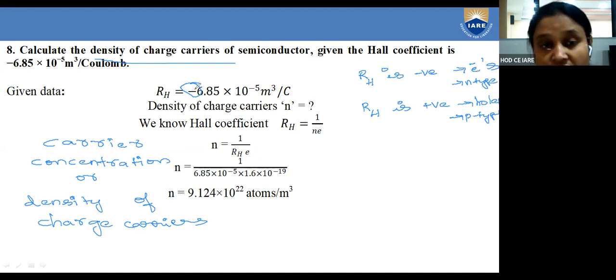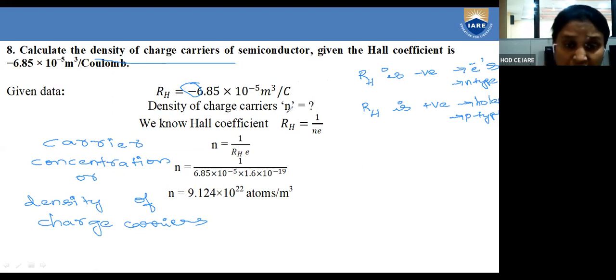Is it clear, students? Okay. But when we are making use of this formula, we neglect this sign. Just we'll take magnitude. What is the magnitude? 6.85 into 10 power minus 5 meter cube per coulomb. C stands for coulomb.